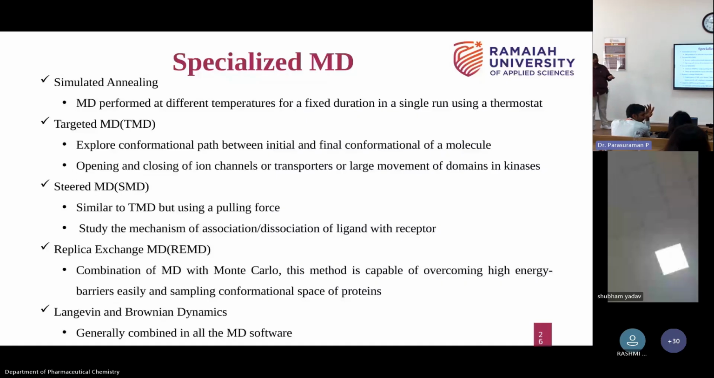And Langevin and Brownian dynamics is normal MD, which is pre-installed in all the software, and it will be calculating everything.